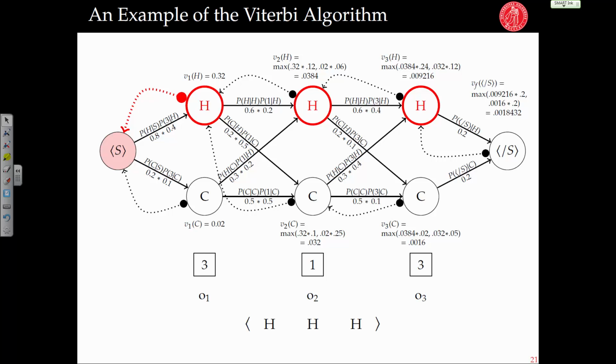We will look, immediately after this, at the complexity of this algorithm. We'll see how heavy it is.